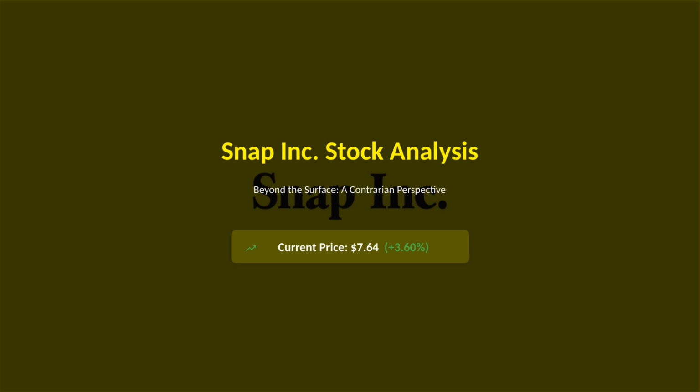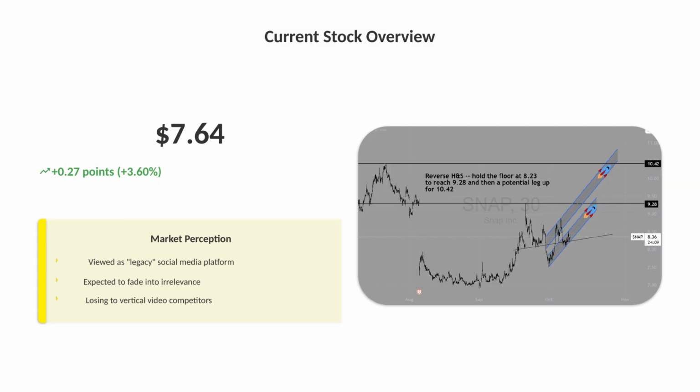The current live trading price for Snap Inc. is $7.64 USD, showing a positive intraday movement of roughly plus 0.27 points or 3.60% as of this very moment. When you see a stock trading under $10 that used to command the attention of the entire world, the immediate instinct is to look away, assuming the story is over. But right now, looking away from Snap Inc. might be the single most expensive mistake an observer could make in this specific market cycle.